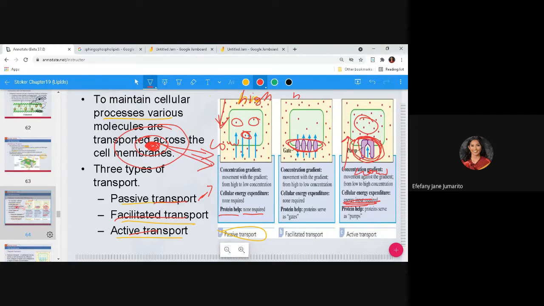Okay, so that's it. Now, we have three types of transport. Passive transport, again, it's from high to low concentration. Then facilitated transport, high to low concentration again. Then we have the active transport, the opposite. Low concentration to high concentration. Then for energy, passive transport needs no energy, while your facilitated transport requires no energy. But your active transport needs energy. And then in terms of proteins, passive transport needs no protein. Your facilitated uses protein that acts as a gate. Now your active transport, the protein there has a large work, which is to pump, which acts as a pump.